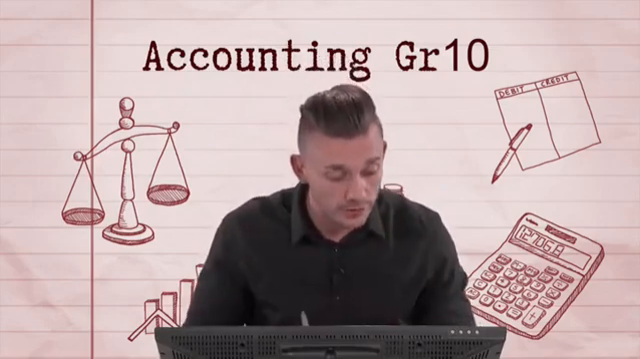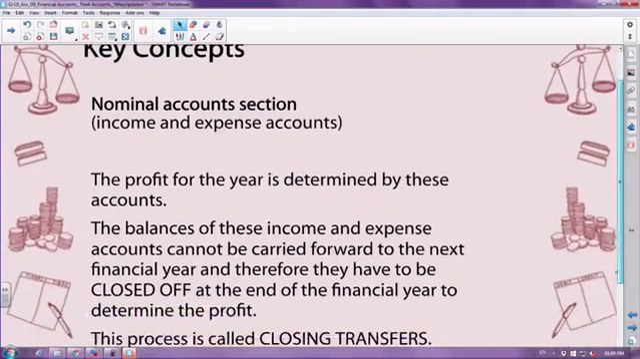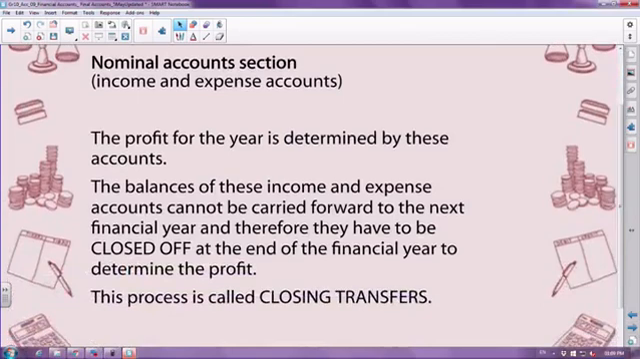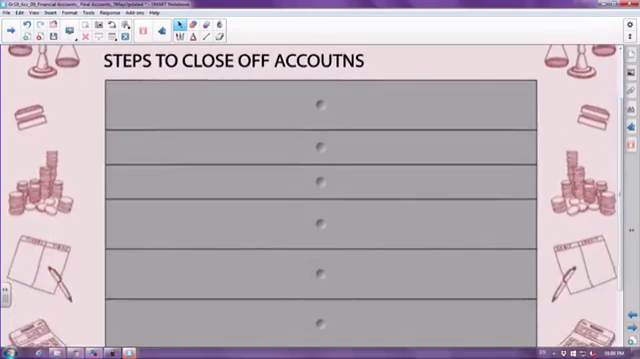Now, your closing transfers. Your nominal accounts always need to close off, and this will be your income and expenses. So you need to go and study this, then we'll calculate your depreciation on the other one next week. The profit for the year is then determined, and then the balances of these income and expenses accounts cannot be carried forward to the next financial year, and therefore they have to be closed off at the end of the current financial year. And the procedure for the closing transfers are as follow. Let's go and look at the steps. Now you have 7 steps. Please guys, study the steps with your depreciation, especially the one on the easy method, the cost price method.